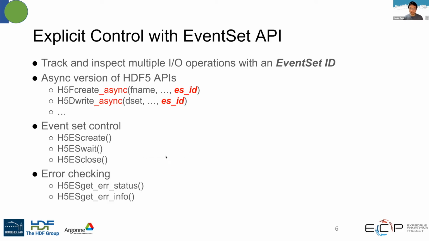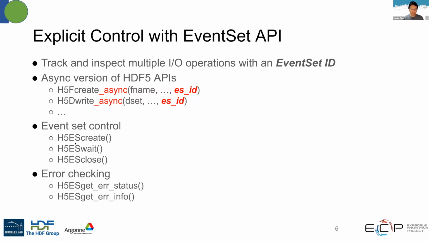For the event set API, this is a new API introduced into the HDF5 library. Basically, we have an asynchronous version of all the HDF5 I/O calls. For example, for H5Fcreate, we have an async version, H5Fcreate_async, and there's one parameter added to the parameter list, that is the event set ID. By switching to the event set ID and the async version of the HDF5 APIs, the application can manage and control the asynchronous operations.